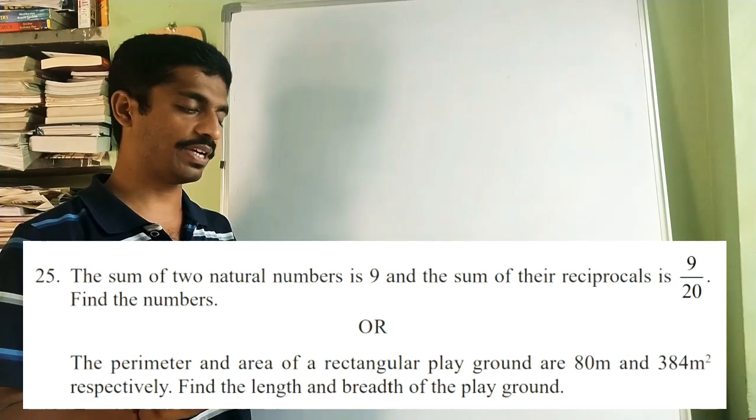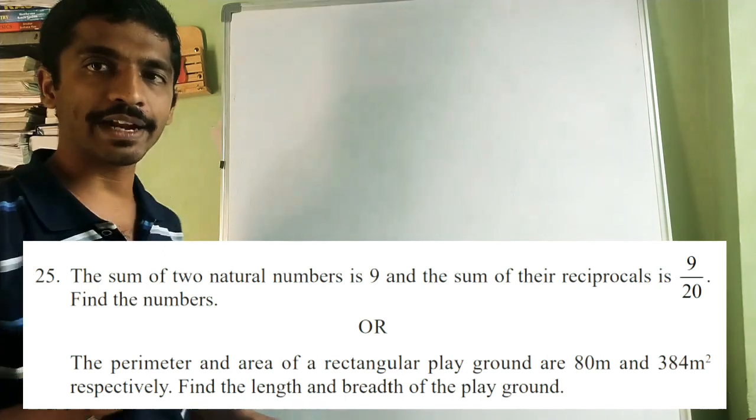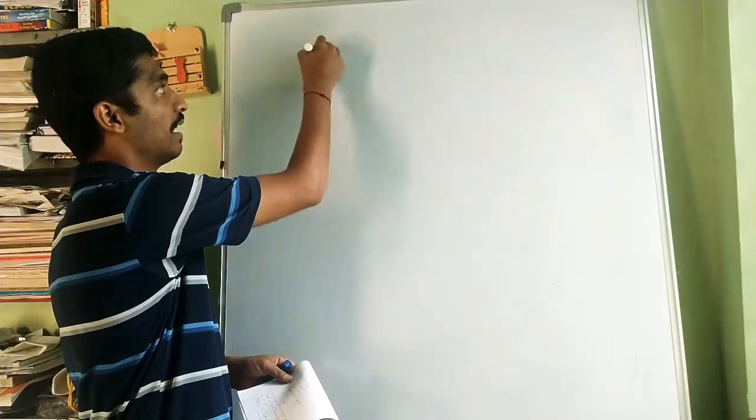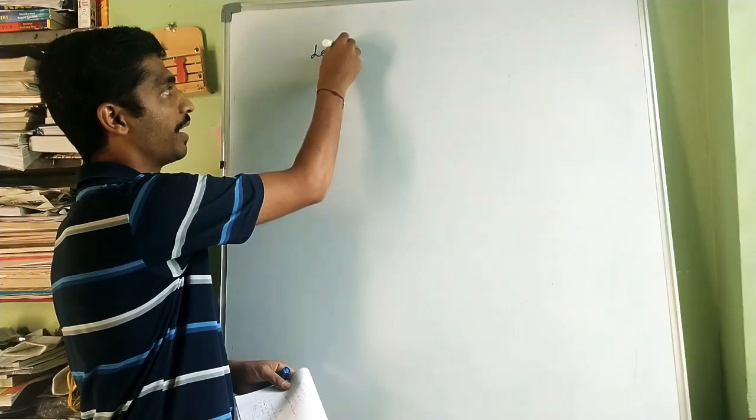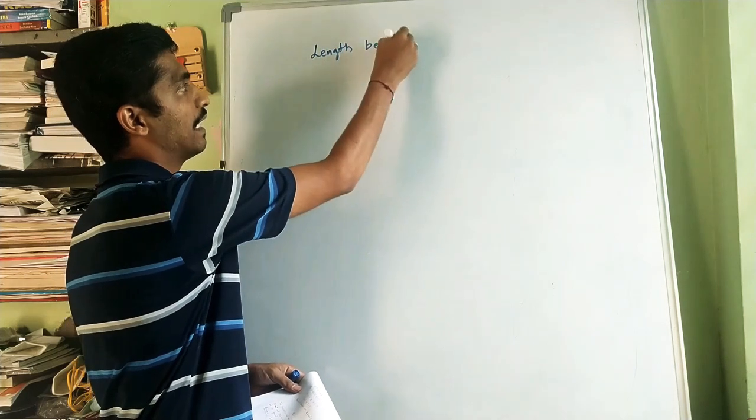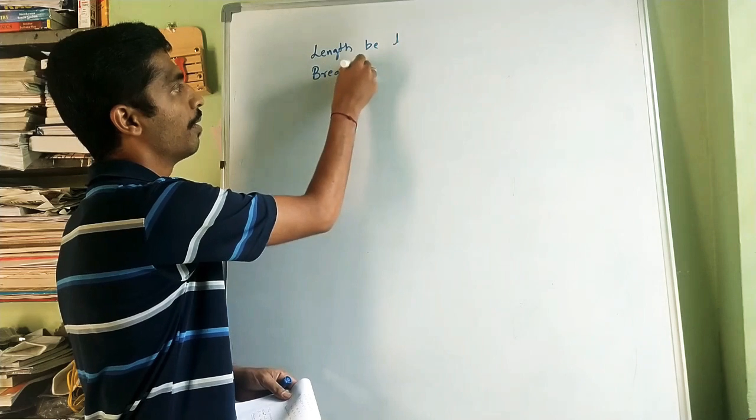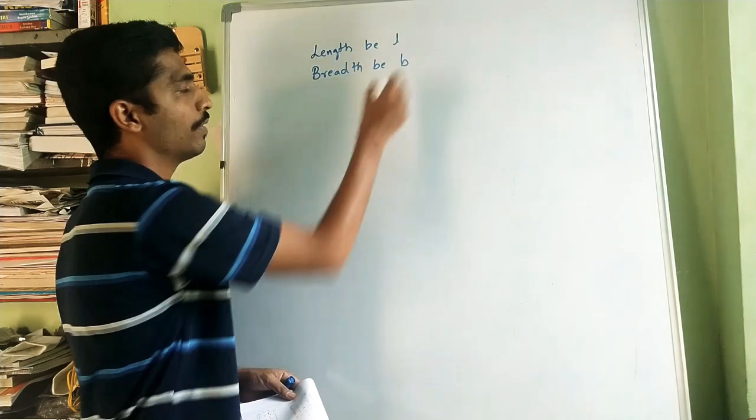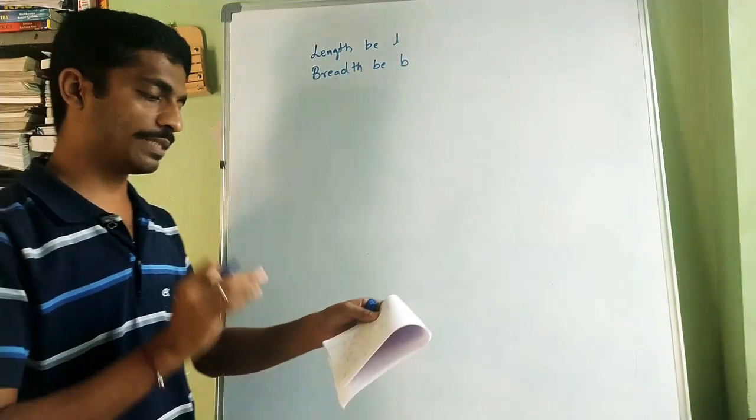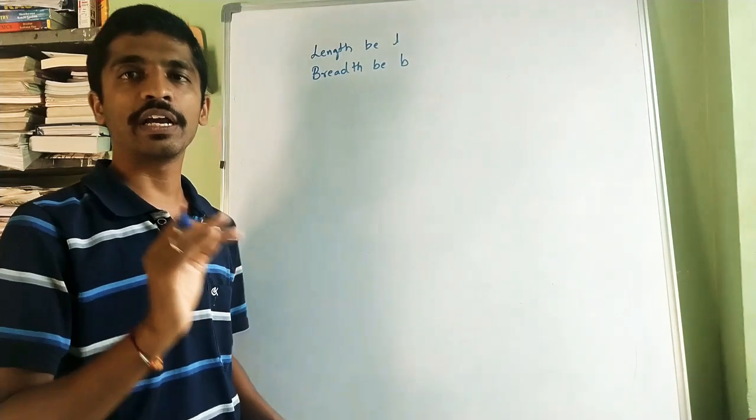Find the length and breadth of the ground. Okay, it is in the rectangular shape. So let's take length L and breadth B. Okay, the first condition, that is perimeter. Perimeter is how much? 80 meters.